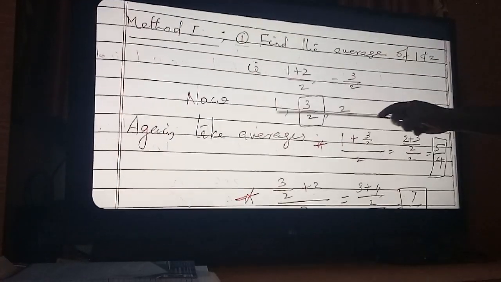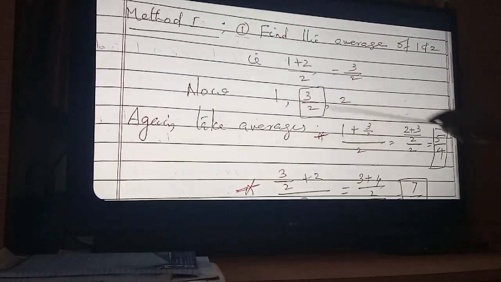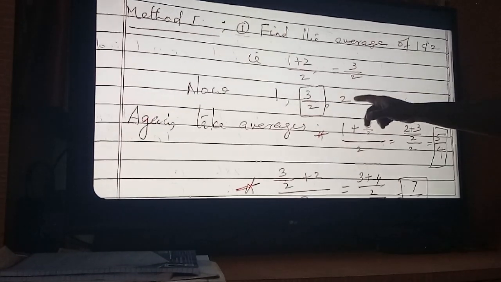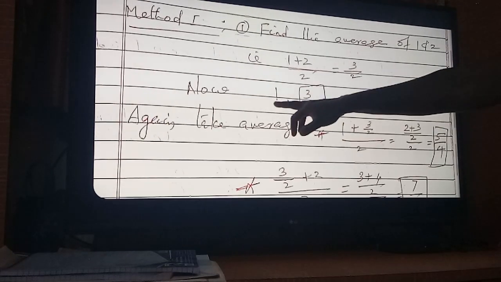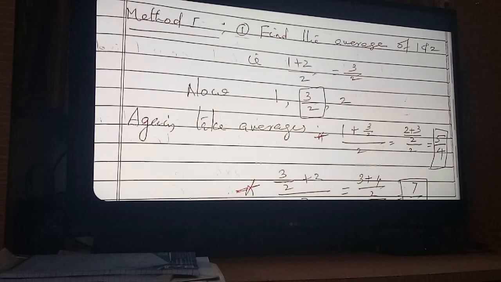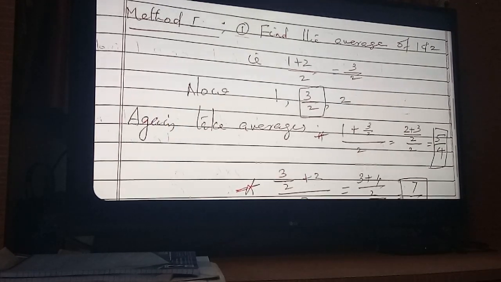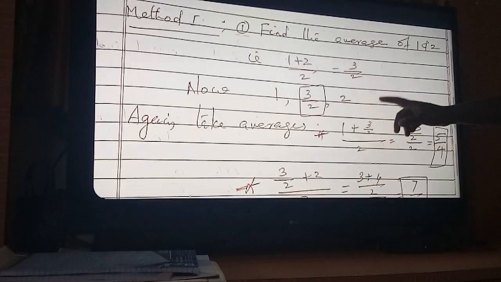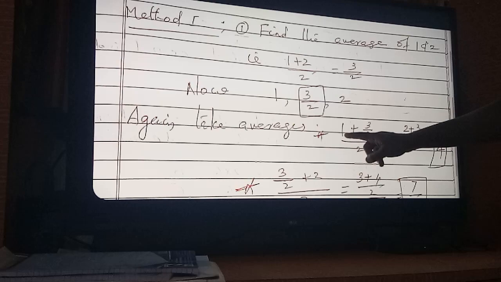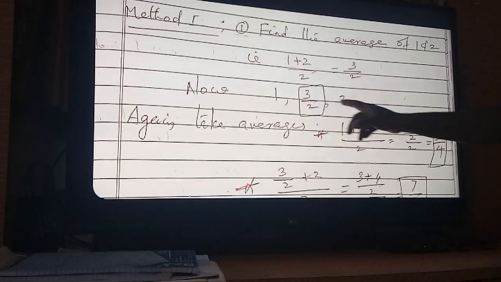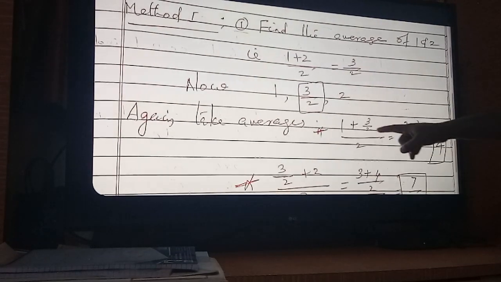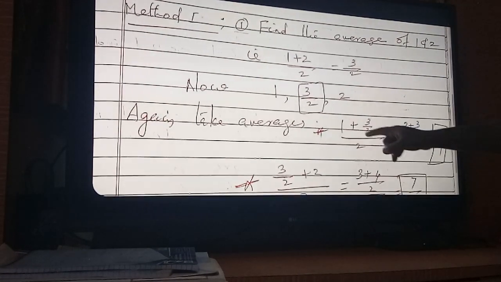So 3 by 2 lies between 1 and 2. Again take the averages: the average of 1 and 3 by 2, and the average of 3 by 2 and 2. First I am going to take the average of 1 and 3 by 2. You also take your notebook and take the average. Here we take the LCM. You have already studied LCM. So the average of 1 and 3 by 2 is 1 plus 3 by 2, all by 2.